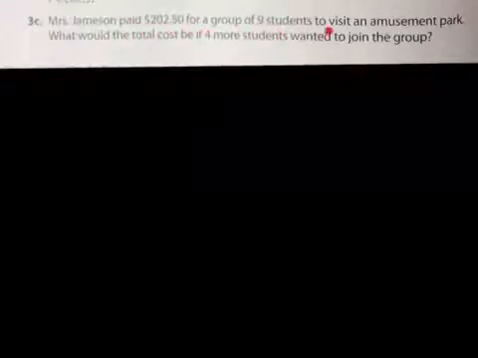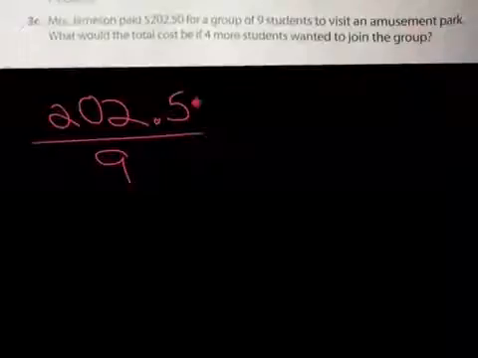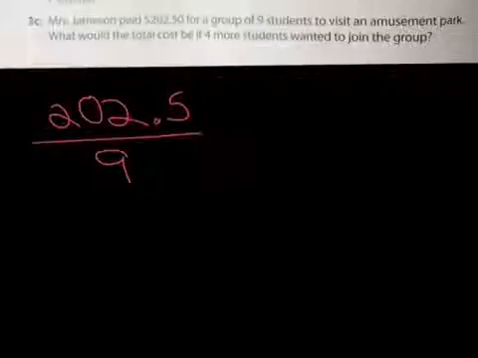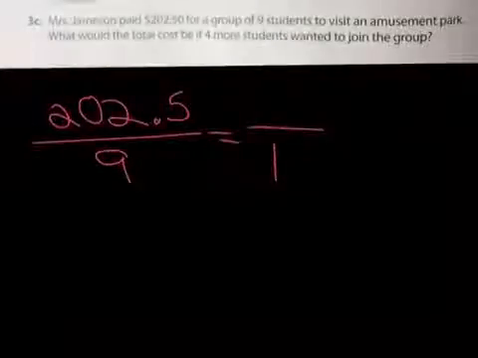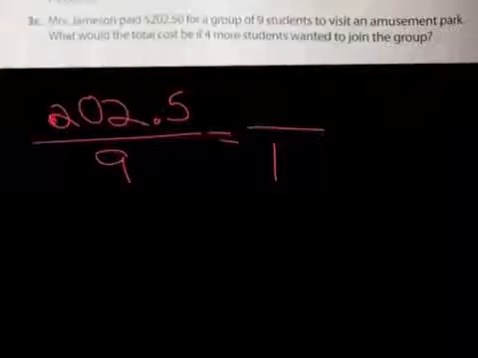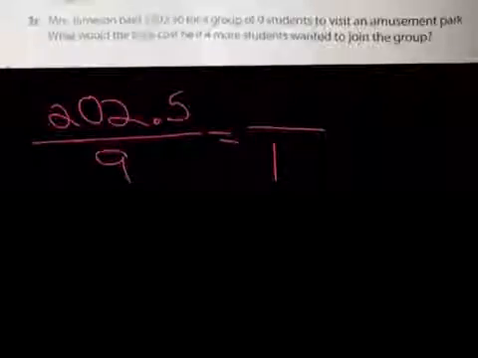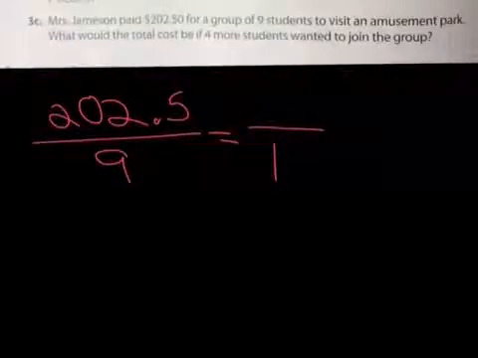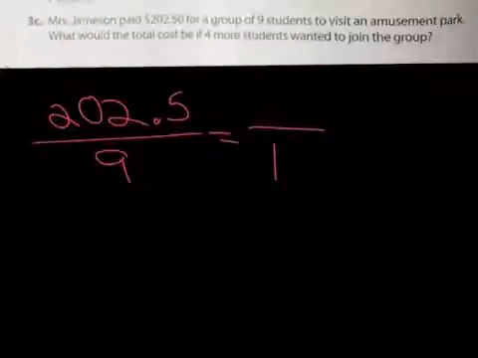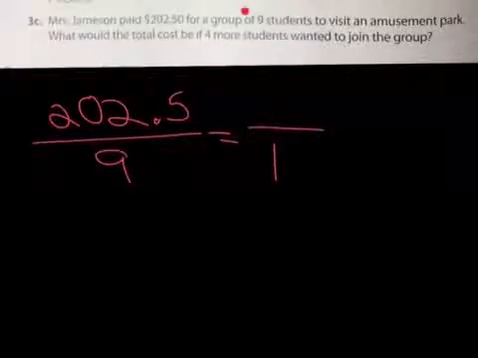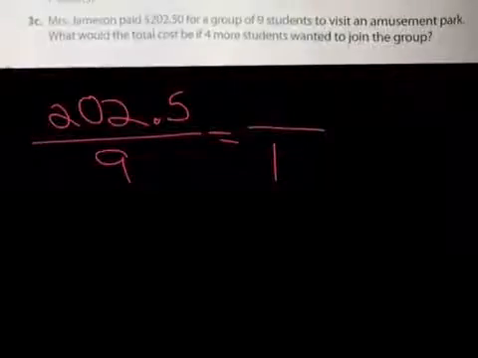3C. Mrs. Jamison paid $202.50 for a group of 9 students to visit the amusement park. So our ratio looks like this, 202.50 for 9. What would be for 1? Okay, what would be for 1? We can find it like that. Remember, go ahead and divide this number by 9. Okay, you can use your calculators if you have them at home. And that will give you the constant of proportionality. Then take your constant of proportionality and multiply it by 13, because it's saying what would the cost be if 4 more students wanted to join the group. So they would join this group. 9 plus 4 is 13. Okay, so times 13. Your constant of proportionality times 13, and that'll give you your answer.